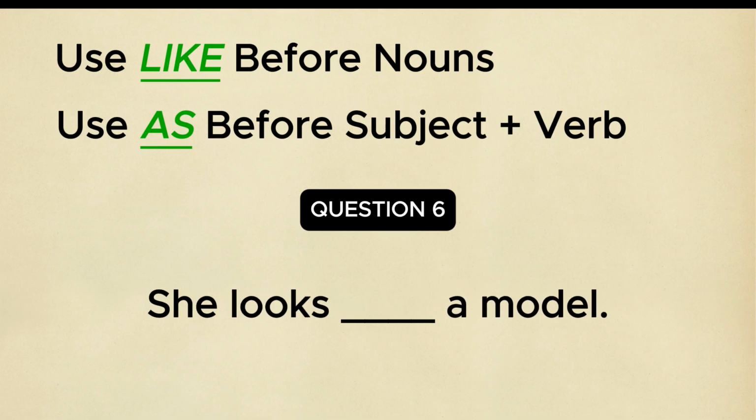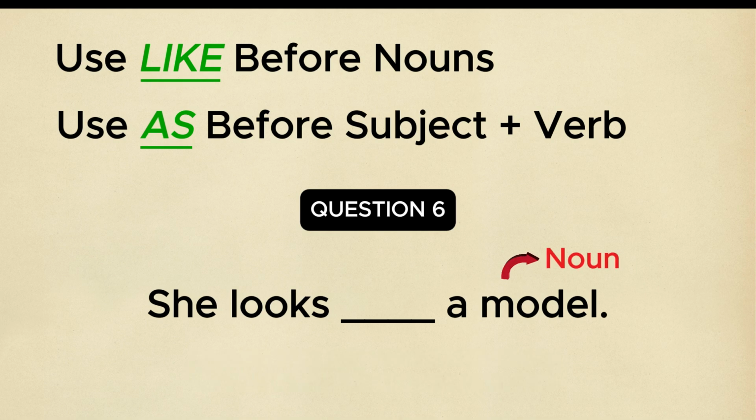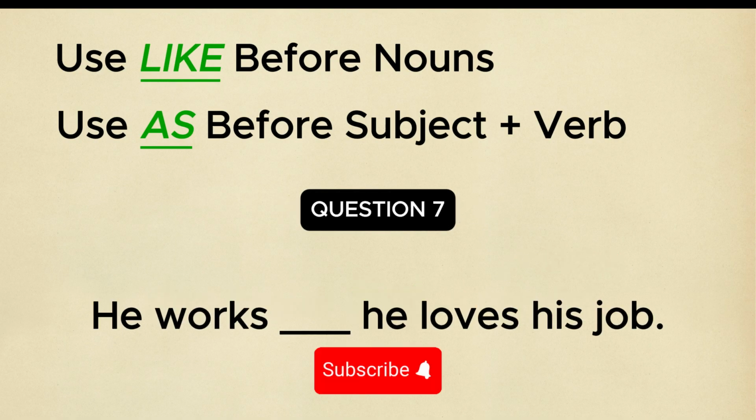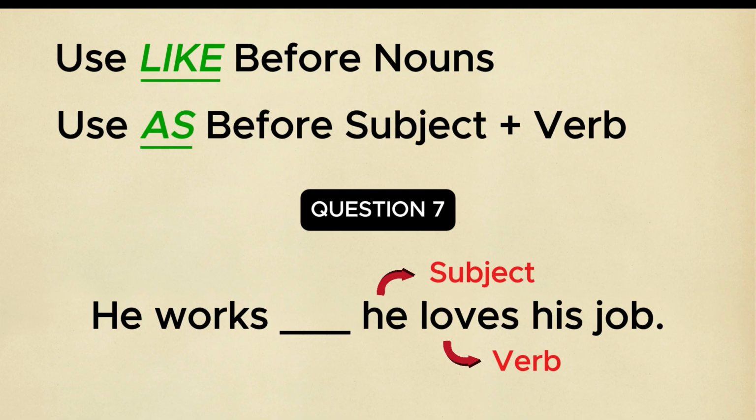6. She looks blank a model. This is a noun. The answer is like. 7. He works blank he loves his job. This is a subject plus verb. The answer is as.